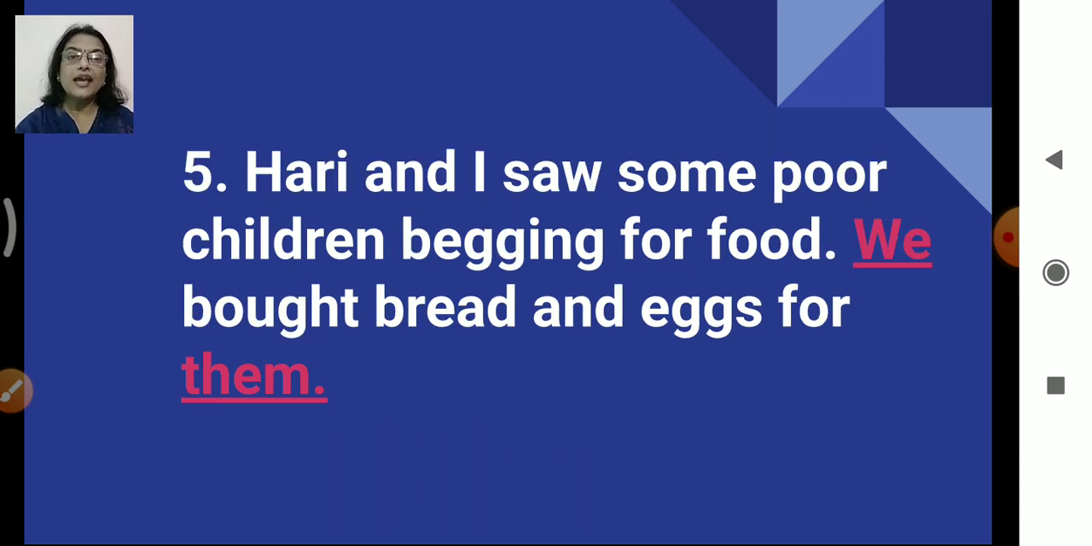Followed? Hari and I saw some poor children begging for food. We bought bread and eggs for them. Okay, now why is we used here? Because Hari and I, right? Hari and I saw some poor children begging for food. So here first person is also involved, right? I. So we have used we. We bought bread and eggs for them. They are talking about the third person, okay, the poor children. So here we have the third person, them, used here. Followed how to use the personal pronouns?